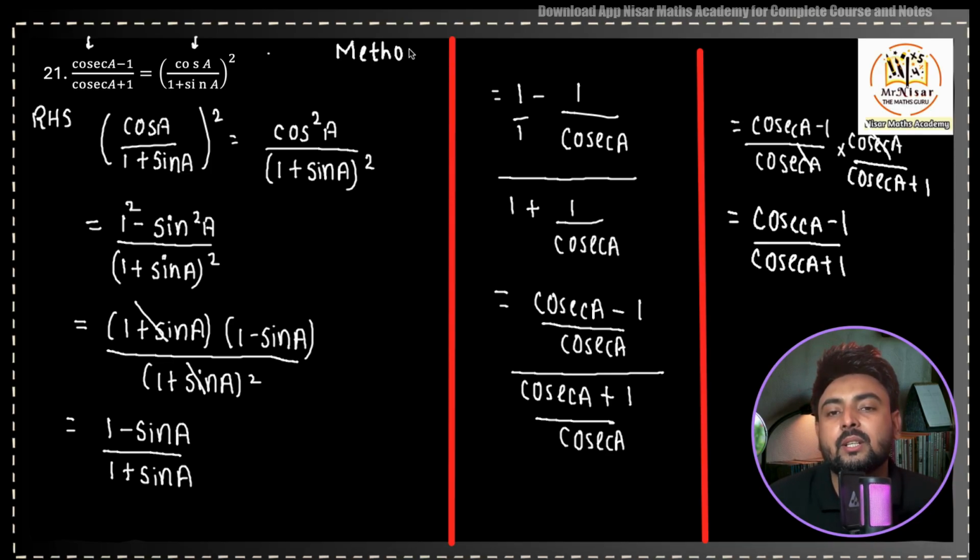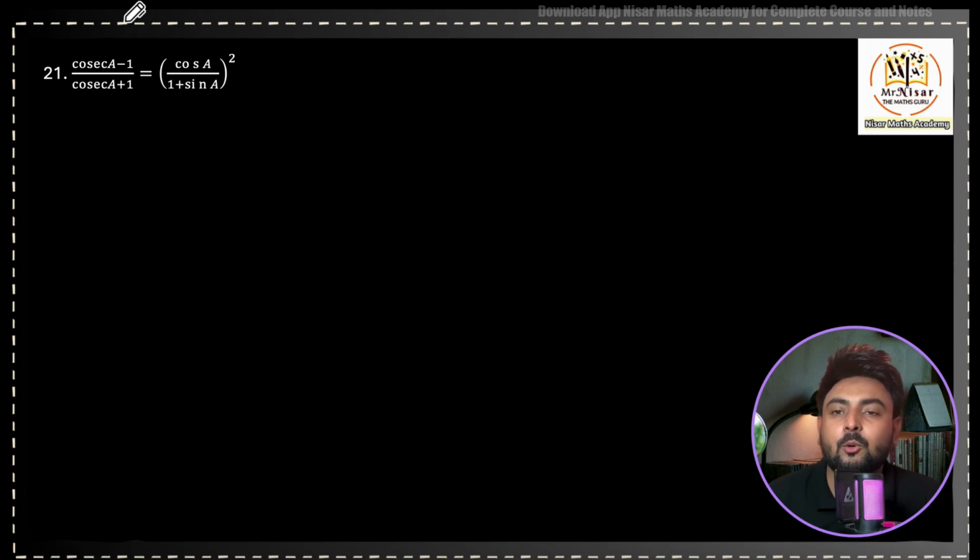And the second method, what can it be, children? Yeah, what we can do here, just rationalize. Now you need to think over it. Do you want me to solve that as well? Okay, come on, let's solve.